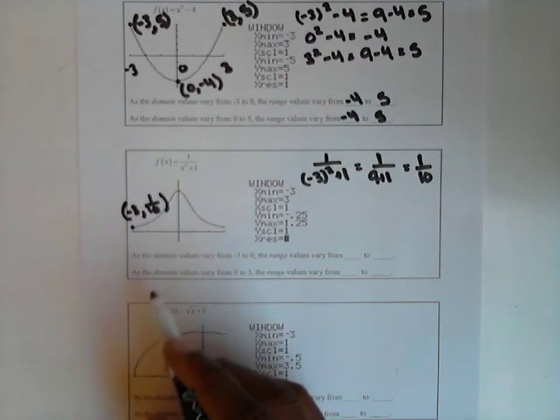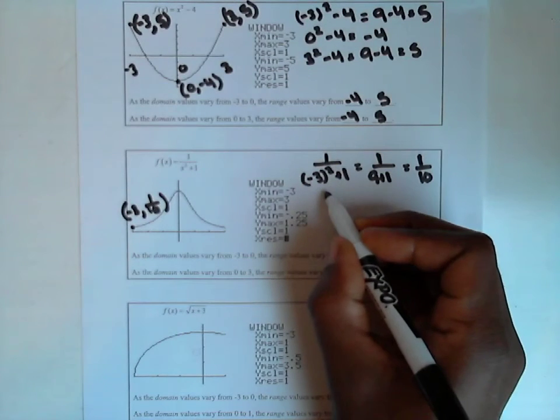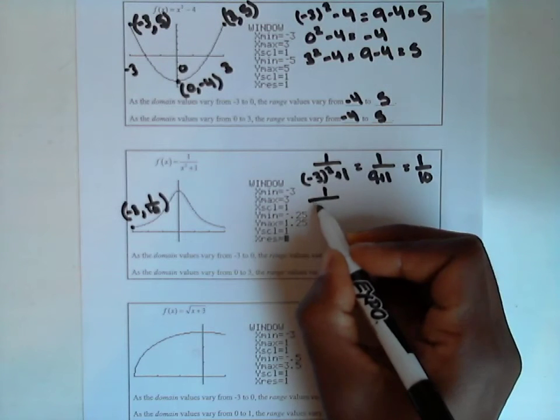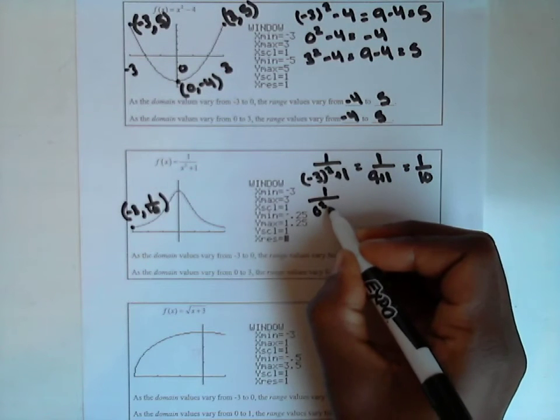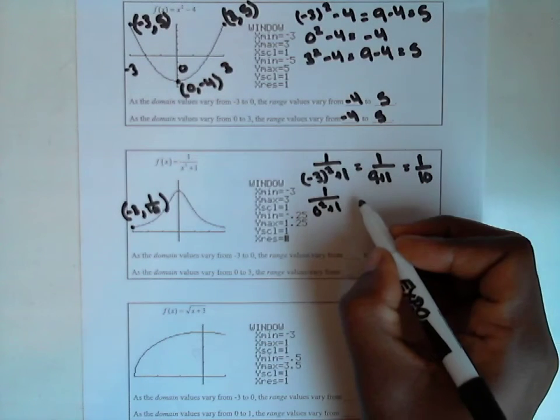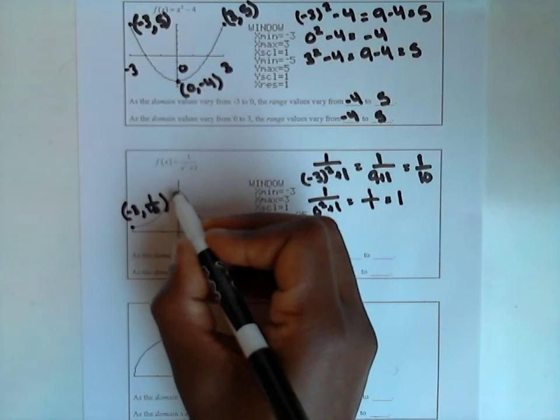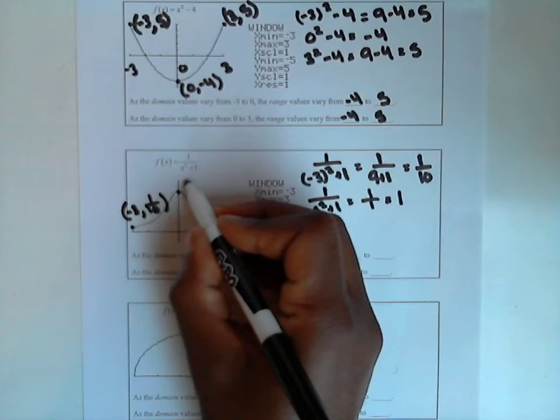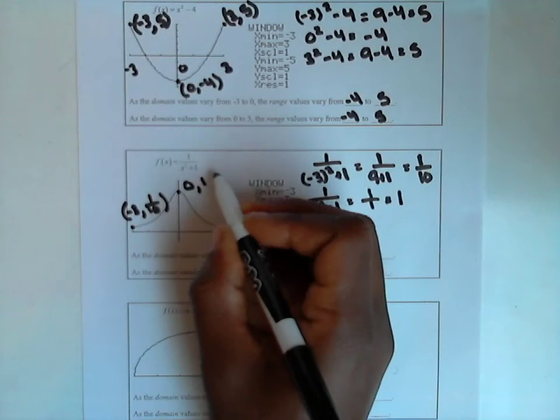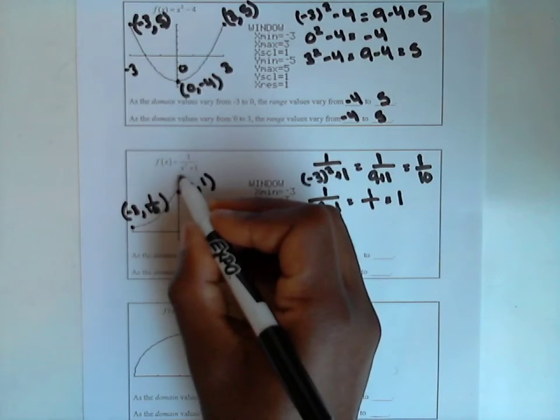Now my other spot again is 0, so I'll go for when x is 0, and I get 1 over 0 squared plus 1, which equals 1 over 1, which equals 1. So I know that this position right here is 0 for my x and 1 for my y.